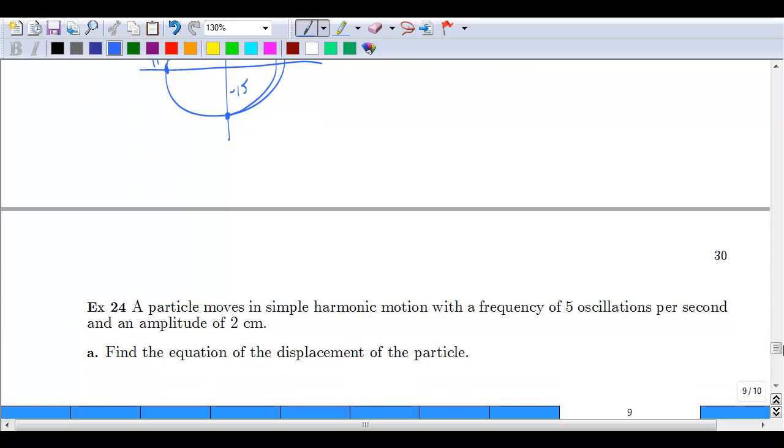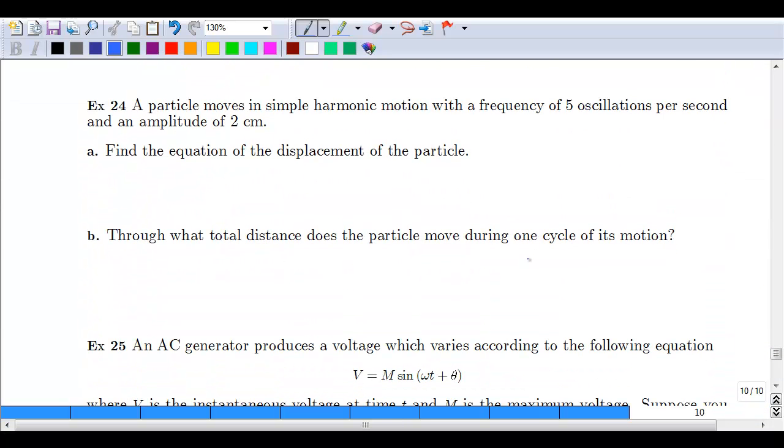So let's look at a couple more examples here. A particle moves in simple harmonic motion with a frequency of 5 oscillations per second and an amplitude of 2 centimeters. So they tell us our amplitude here is 2, and that our frequency here, now we have F, is 5 oscillations per second, sometimes known as hertz. We know that omega is equal to 2 pi times F, so if we plug that in, we've got 2 pi times 5, which is 10 pi.